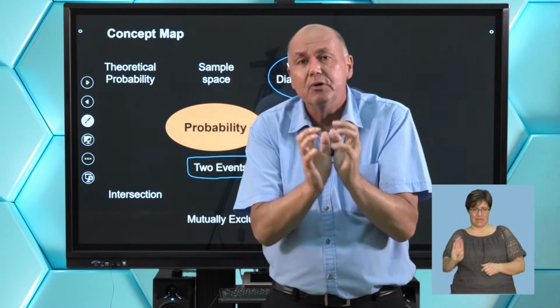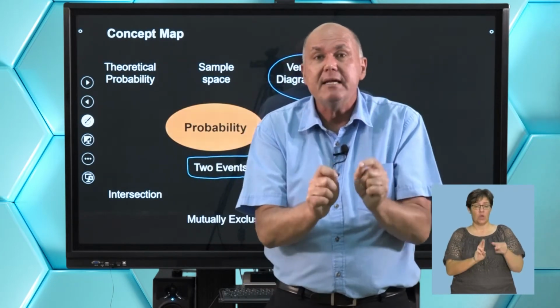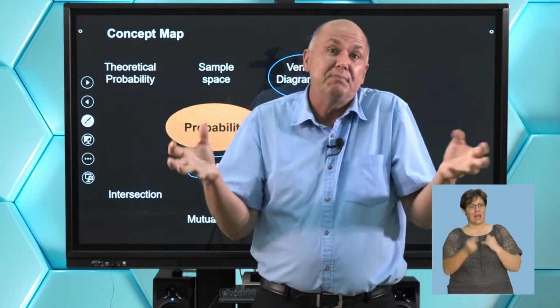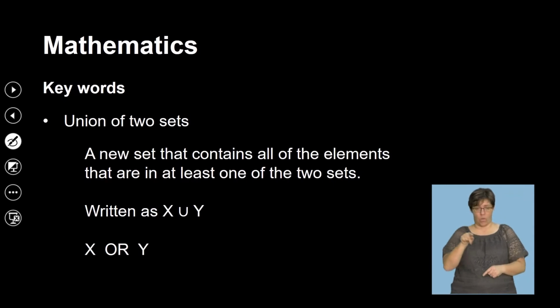It's very important that you get the meaning of this correct. Union means or, and we kind of make that mistake. We think it must be and, but it's actually or. So let's just make sure that we've got it right in terms of our definitions.